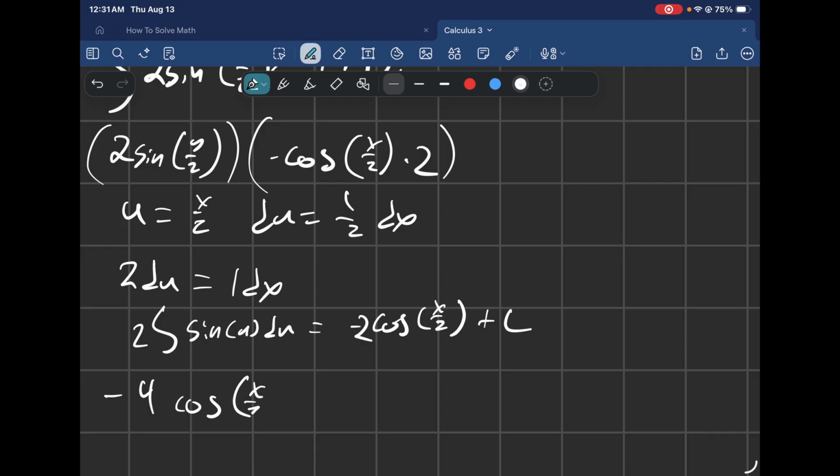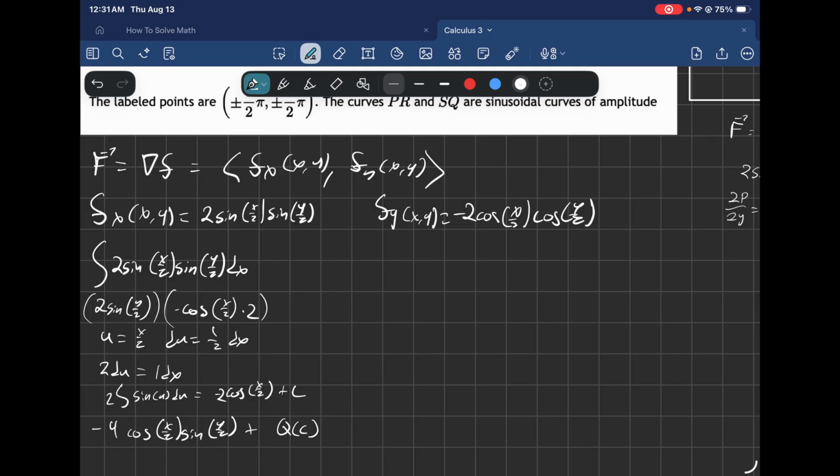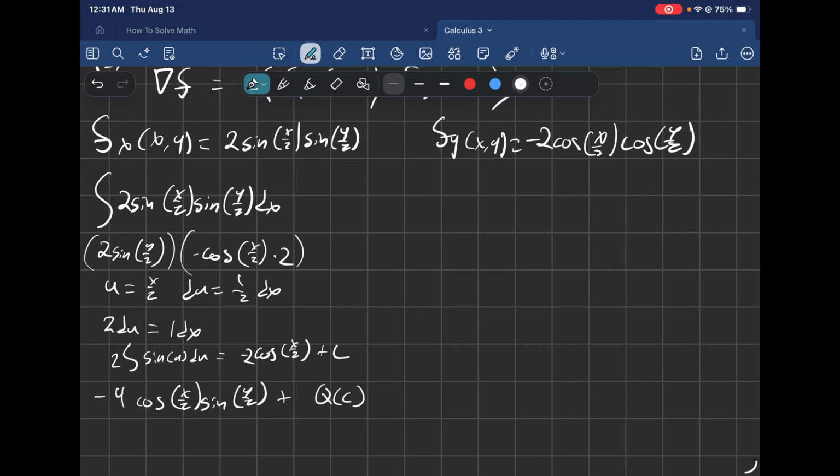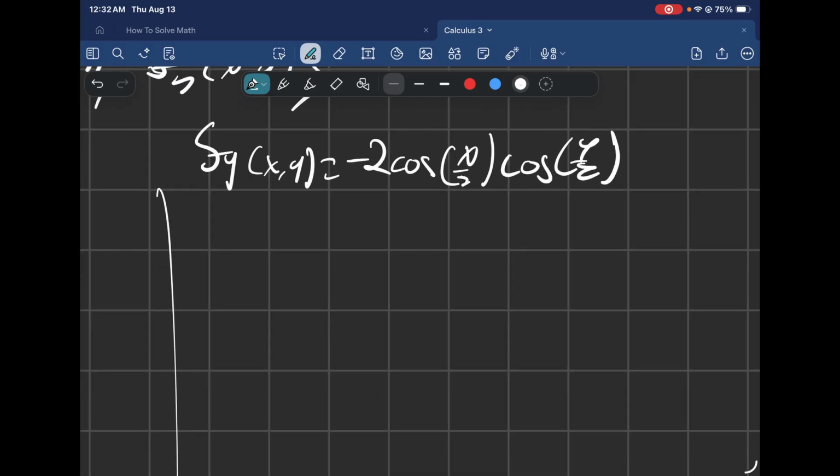Cos of x over 2 sine of y over 2 plus a constant c from our other variable. So this is the antiderivative for the first part. Let me add a little square right here. There we go. And now let's find the antiderivative for this part right here.